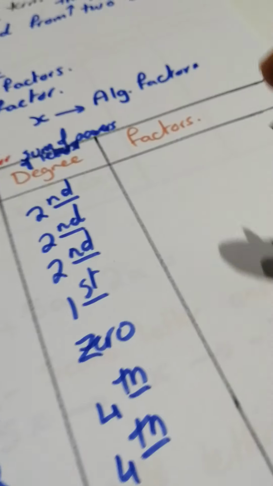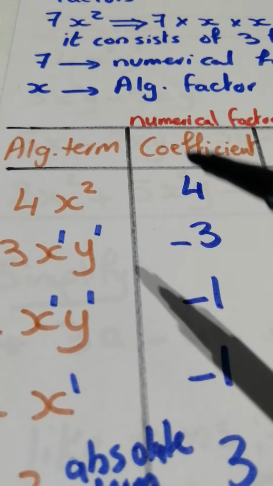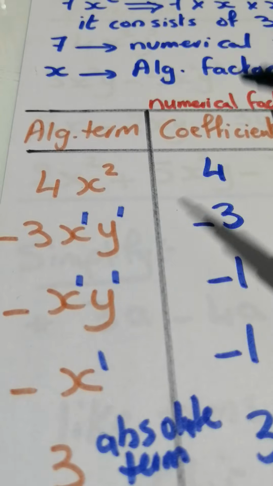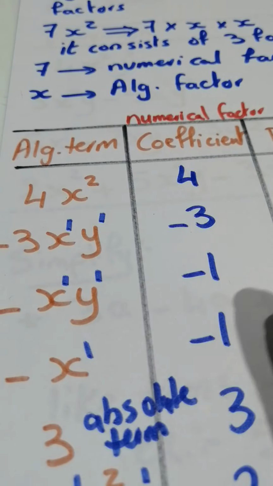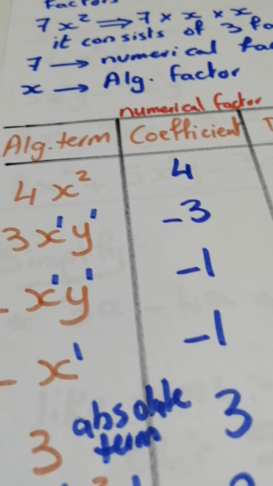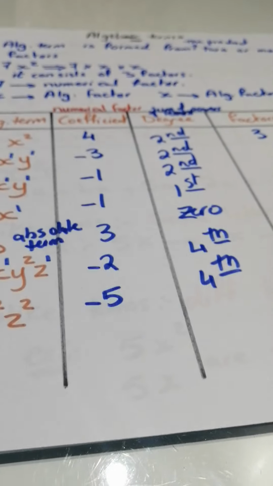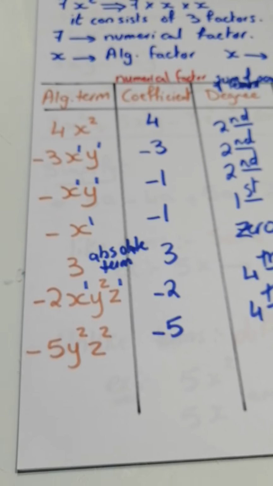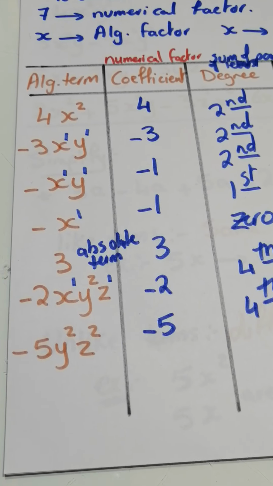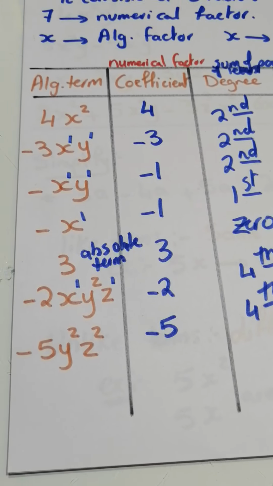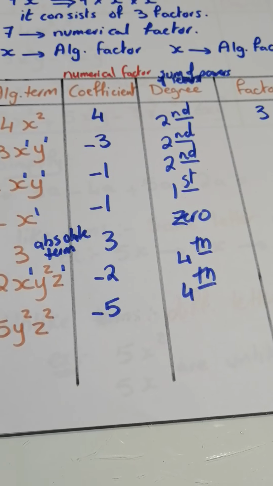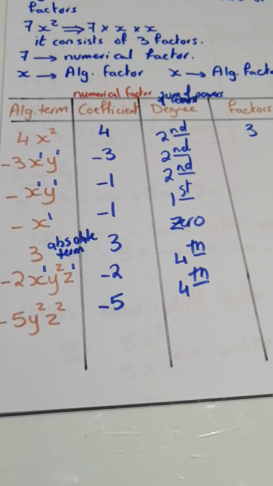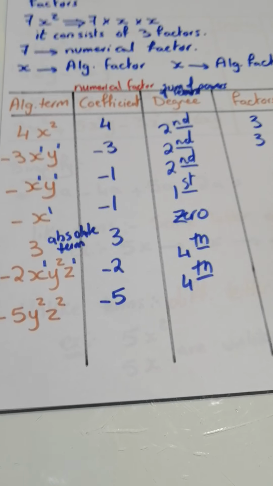Now let's go to the factors. The factors of this term, 4x squared, it means 4 times x times x. So it's going to be what? 3 factors. It consists of 3 factors. Now let's go to negative 3xy. It has how many factors? It has negative 3, and it has x, and it has y. So it's going to be also 3 factors.